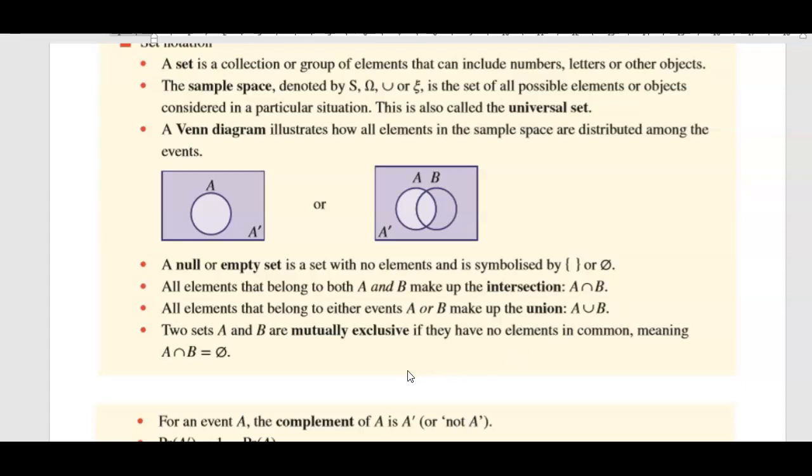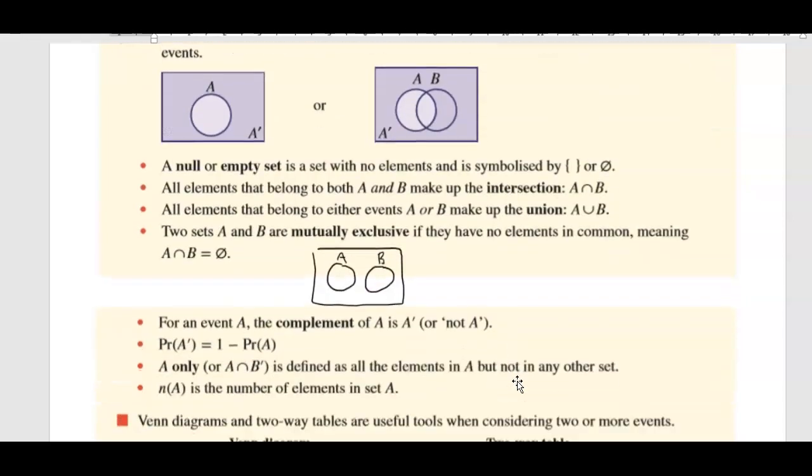Two sets A and B are mutually exclusive if they have no elements in common, meaning that A and B is a null set, so they have nothing in common. And usually if we're drawing the Venn diagram, your two circles wouldn't intersect. So there's A and that's B. Okay, so there's no intersection, so they have nothing in common.